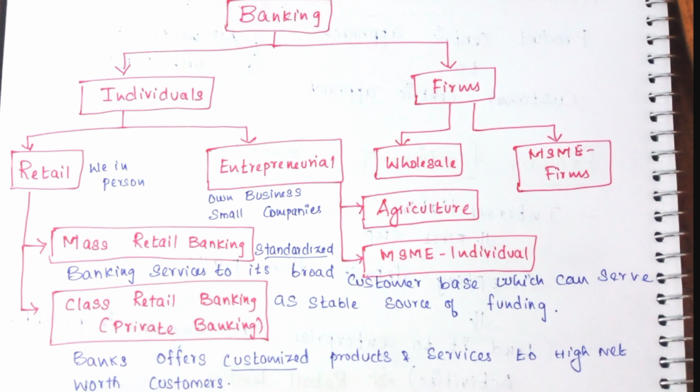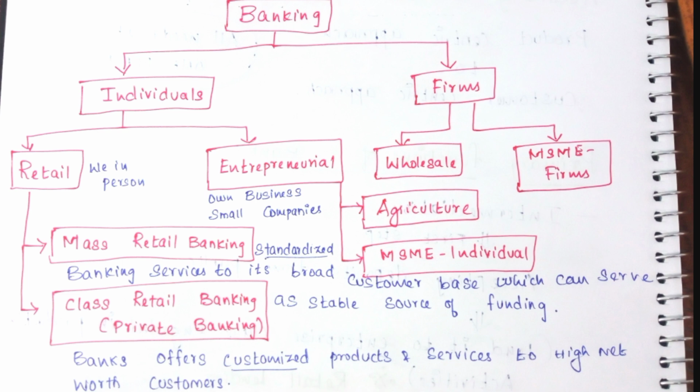That is, it involves high value transactions. Firm means different companies or trusts or anything like that. So there are two types of retail banking, that is mass retail banking as well as class retail banking. Do you know what mass retail banking is? It is the standardized products or services we provide to the base customers. For example, mobile banking services or UPI services. These we provide to everyone in the same manner, right? These come under mass retail banking.